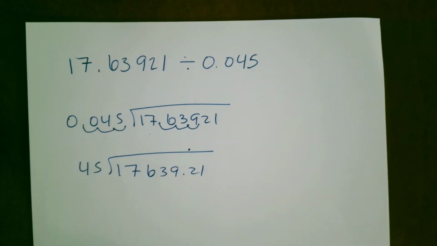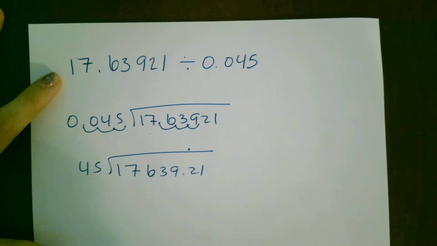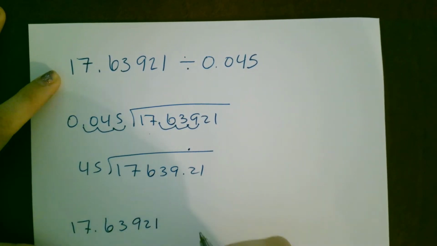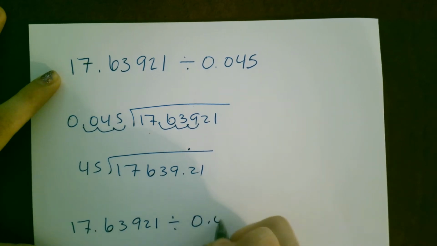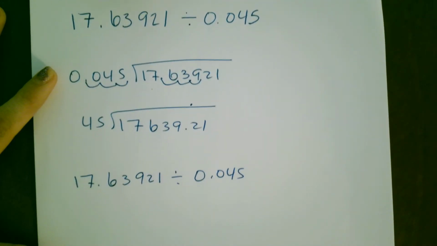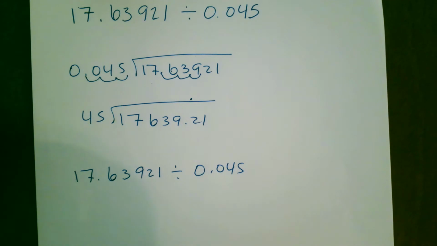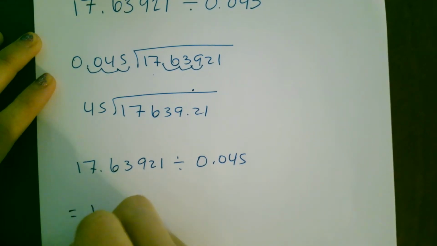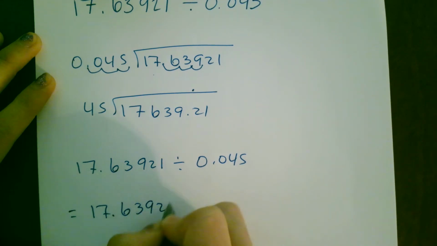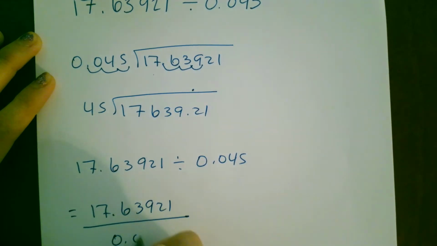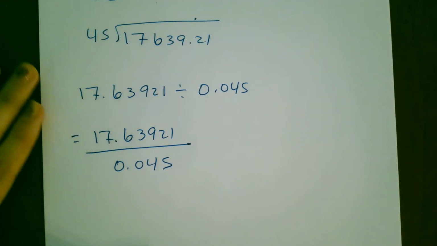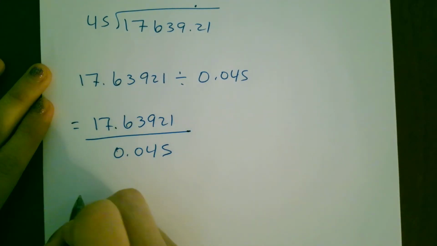So real quick, we're going to go back to our handy-dandy friends, the decimal fractions, and look at what this says. So I have 17.63921 divided by 0.045. I'm going to write them as decimal fractions. And so we're going to end up with a complex fraction, right? Because this division means 17.63921 divided by 0.045. And now I'm going to write it as a complex fraction and see what's going on with that.